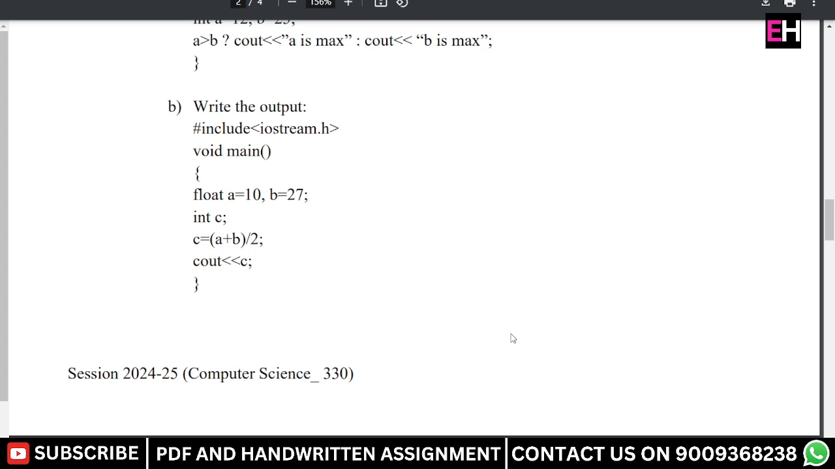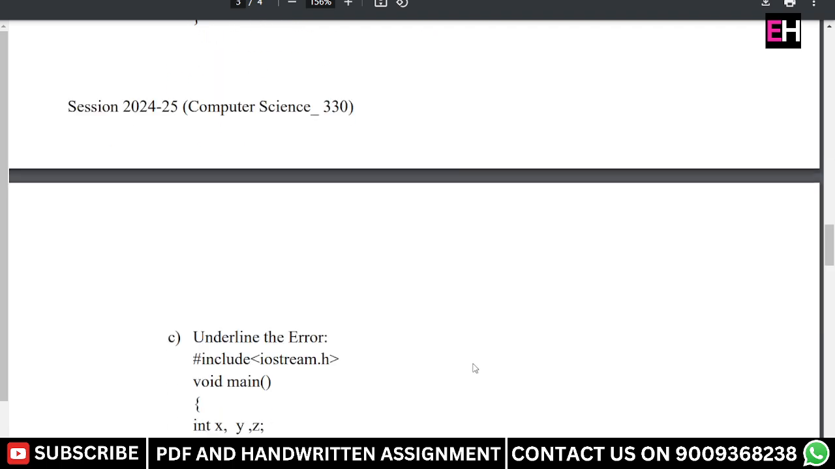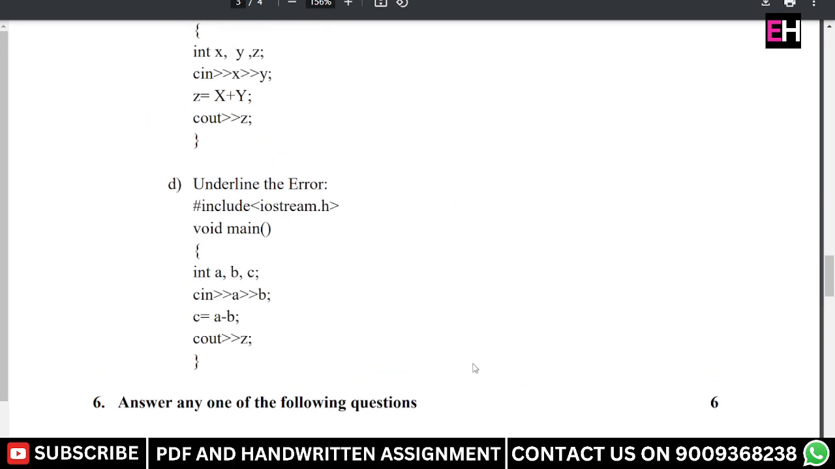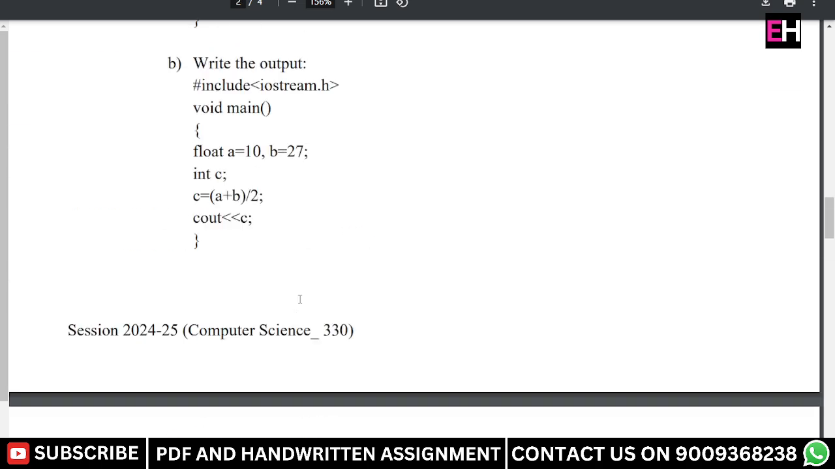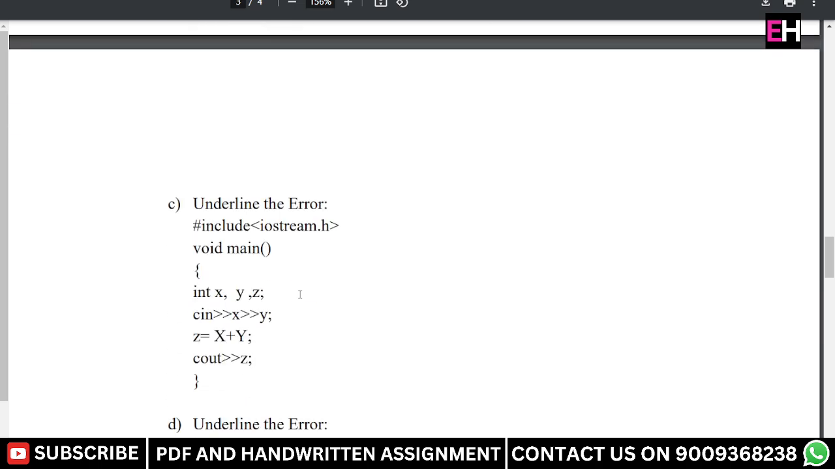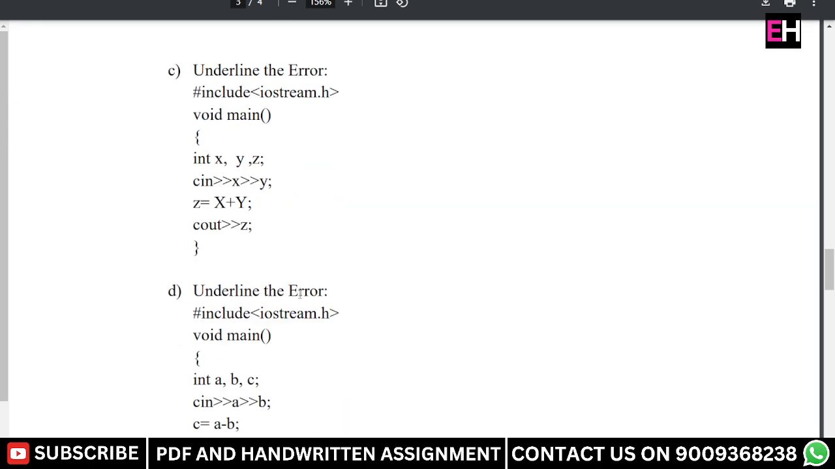Now here we are discussing the question number 5b. Here are the four codes given, one, 2, 3, 4, and we have prepared all the answers accordingly.